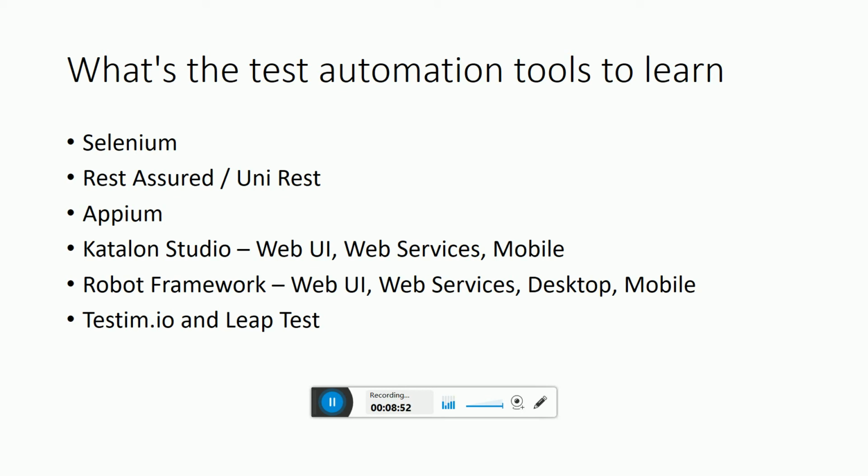Number 1, basic script. Number 2, Apache POI data integration part. Then the third one is reporting capability. Fourth one, you have to know about reusability with page factory model, page object model.